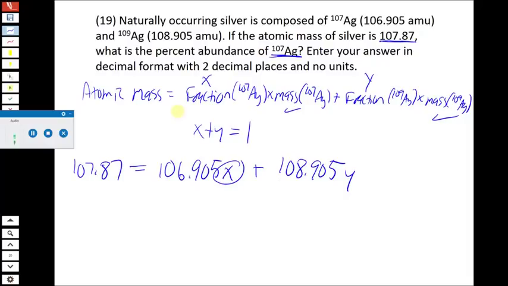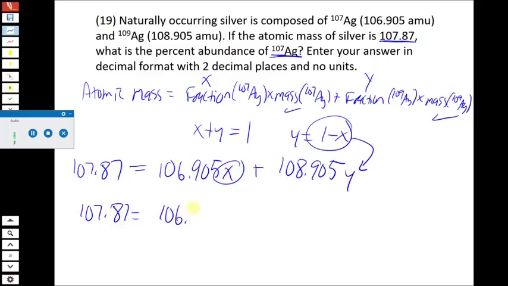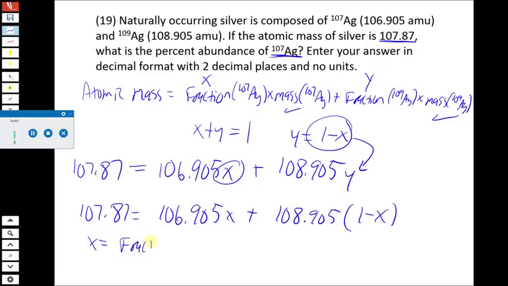Okay? So we can rearrange this as y equals 1 minus x, and we're going to substitute that in for y. All right, so 107.87 is equal to 106.905x plus 108.905 times (1 minus x). And when we solve for x, which shouldn't be too difficult at this point, we get x, which is equal to the fraction of 107 silver, the smaller isotope, is 0.5175.